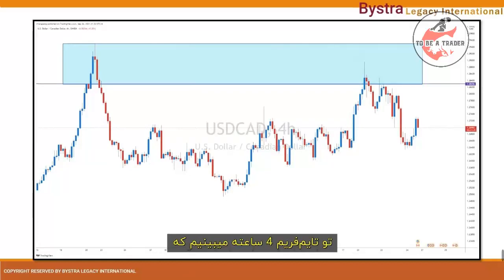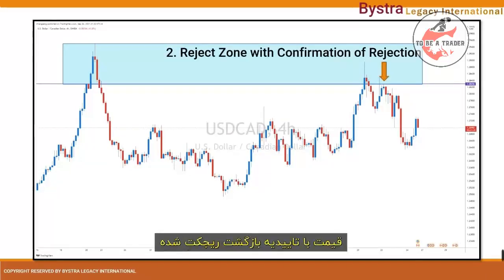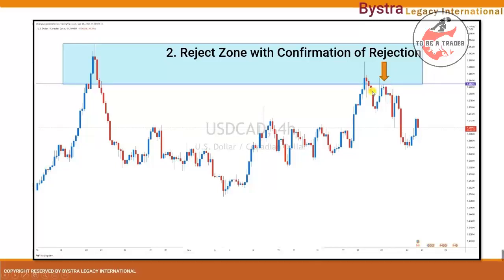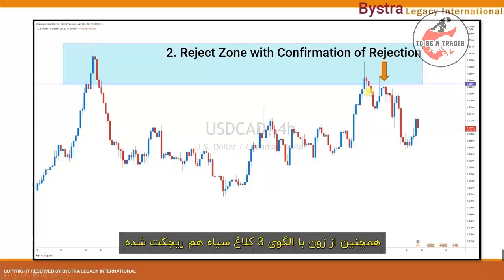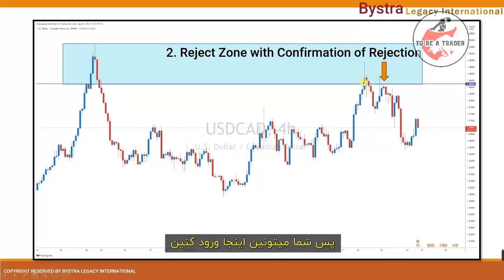In the H4 time frame, we can see that the price has rejected with a confirmation of rejection. Okay guys, so price has touched the zone and rejected with confirmation of rejection. As you can see here, price has also rejected this zone using the 3 black crows. So you can enter here. If you miss entry here, we can enter for the second time over here. So this is the first confirmation of rejection. Price comes back again, and this time it rejects for the second time. How many times does it reject? I'm not too sure, but every time there is a confirmation of rejection, we take it as a sign that the price has rejected the resistance in this zone.